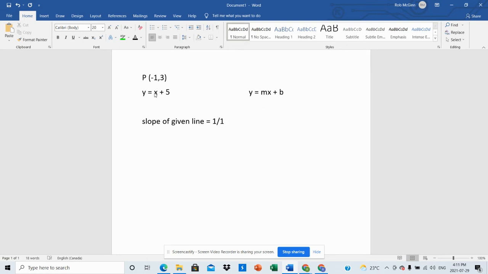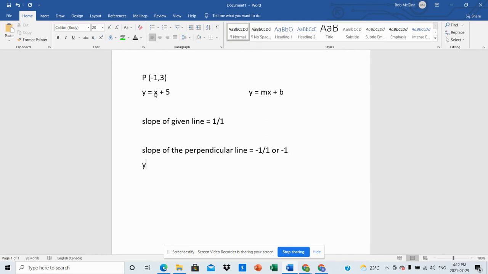Or another way to put that is, as a fraction, it would be 1 over 1. The reason I'm doing that is I'm now going to find the slope of my perpendicular line by taking the negative reciprocal. So the slope of the perpendicular line is equal to the negative reciprocal of the slope of our given line. So 1 over 1, when we flip it, is still 1 over 1. So it's just going to become negative 1 over 1, or negative 1. So we know the slope of our perpendicular line. We also know that the point negative 1, 3 is on that perpendicular line. So we're going to use that.